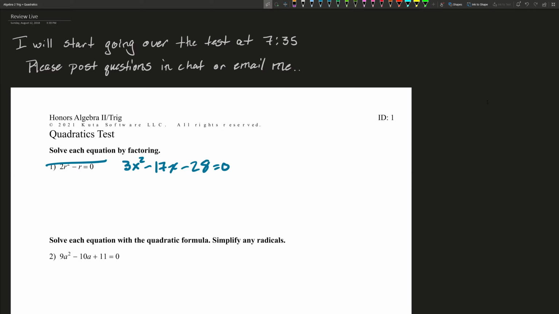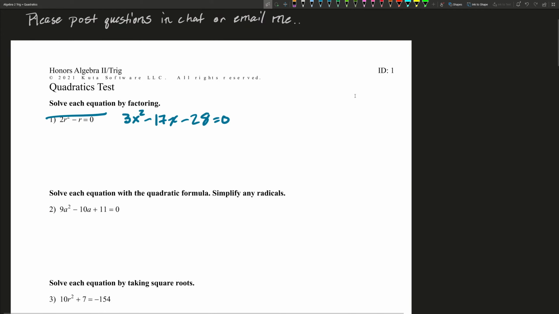The first question that'll be on the test is a quadratic, and we have to solve for x or r or a or b, the variable. We have to solve for when that variable makes the thing equal to zero. I crossed this one out because it's a bad example, a little too easy. So I made up a new one: 3x squared minus 17x minus 28 is equal to 0. And the directions say to solve this equation by factoring.